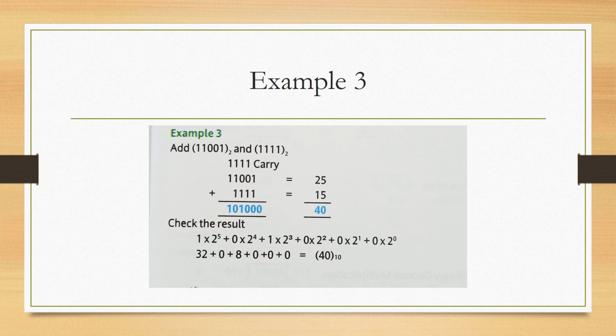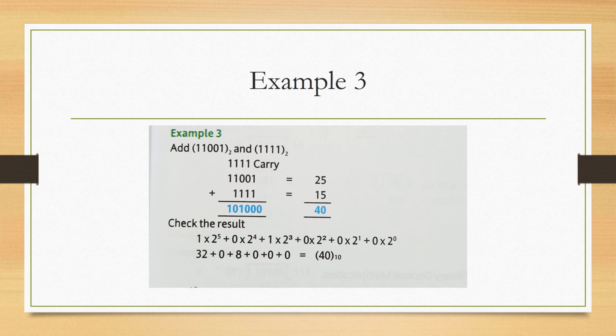You can see the decimal number we get from 11001 is 25, and the decimal number we get from 1111 is 15. When we add the two decimal numbers 25 and 15, it will be 40. Now let us check the result.